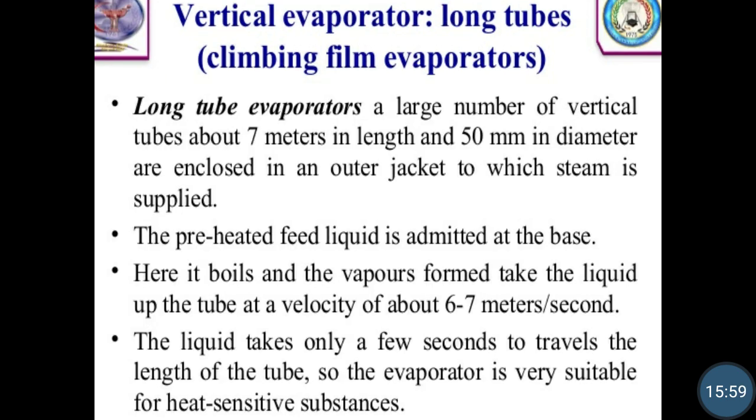The preheated feed liquid is admitted at the base. Here it boils, and the vapors formed take the liquid up into the tube at a velocity of about 6 to 7 meters per second. The liquid takes only a few seconds to travel the length of the tube, so the evaporator is very suitable for heat sensitive substances.